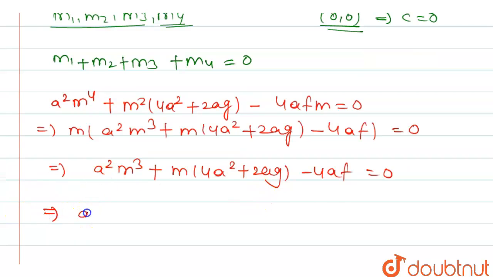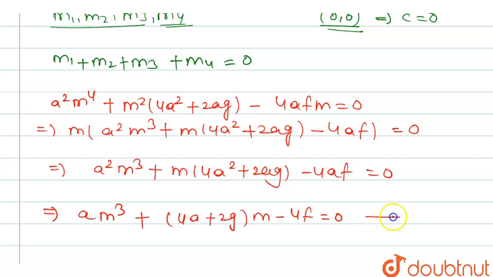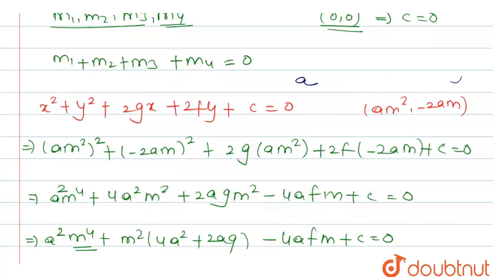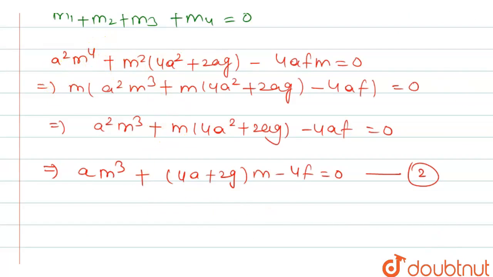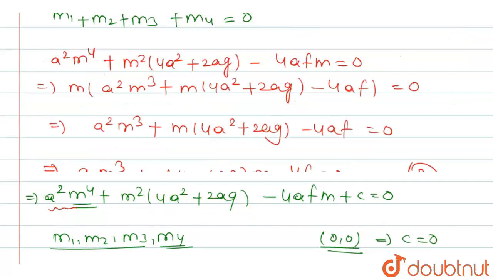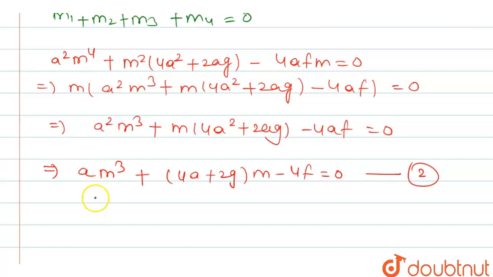By simplifying this, let us divide the complete equation by a. Here we get a into m cube plus 4a plus 2g into m minus 4f, which equals 0. Let us call this our equation second. By the above equation, this is our equation, a m cube plus 2a minus h into m plus k. Here we assume m1, m2, m3 are roots. So this is an equation of this form, and here we substitute m equals 0 and get an equation of degree 3.